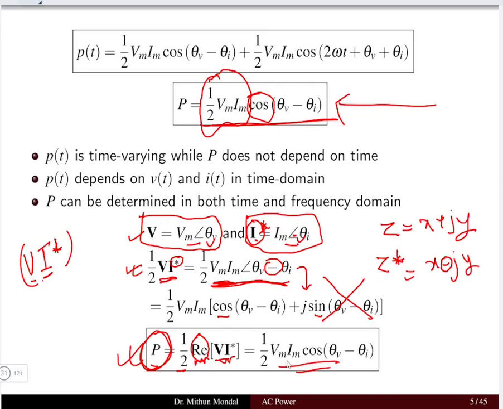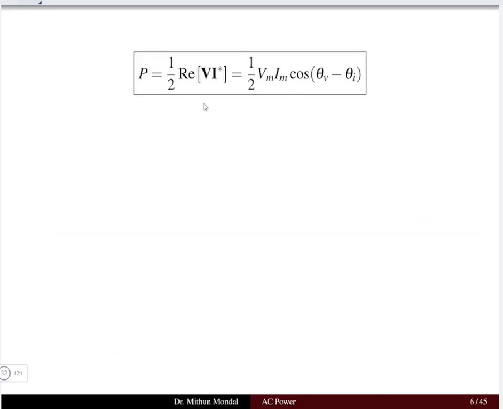So we can see that the average power can be calculated both in the time domain and the frequency domain, but the instantaneous power can be calculated only in the time domain. Now let us go deeper into the average power equation, which is half of the real part of V I conjugate, where V and I represent phasors, and half Vm Im cos of theta V minus theta I comes from the time domain.